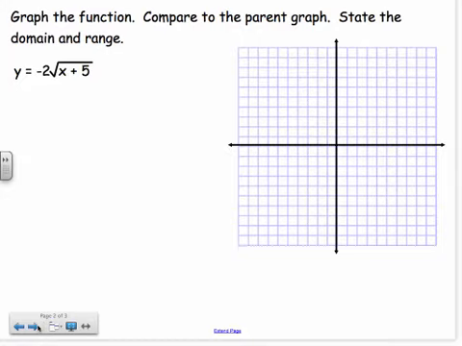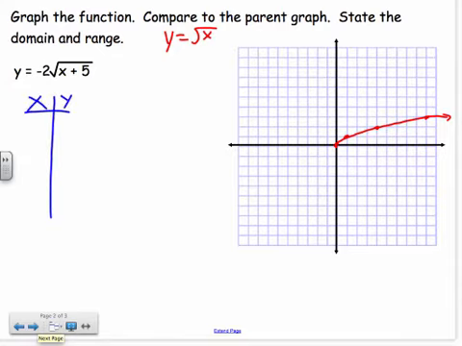For example, this one right here. It tells me to graph the function compared to the parent graph. Well, the parent graph is what we just did: y equals the square root of x. If I'm going to graph that one, 0, 0, 1, 1, 4, 2, 9, 3, I'll compare it to this one right here. And then it says state the domain and range. So if I'm looking here, I want to pick about 5 values for x. Well, I can pick some negatives here, can't I?